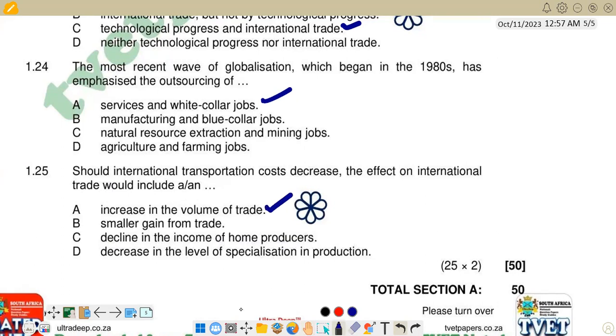So we have 25 questions there. Each question carries 2 marks. And it is stated here that the total for these 25 questions is 50 marks. So that is what we have, guys, on this paper from June 2023. It's on question 1, and question 1 was multiple choice.